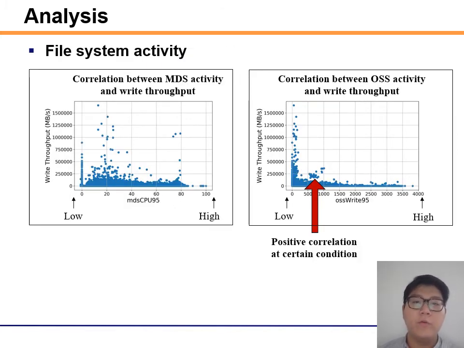In this slide, we present the correlation between file system activity and application performance. The left figure shows the correlation between CPU usage of the metadata server and application performance. And the right figure shows the correlation between the data server's write throughput and application performance. In both figures, as the data points are located in the left, it means that there was no activity in the metadata and data server. As shown in the figures, we can see that there is no significant performance trend as the file system becomes more busy. However, if we focus on the right figure, there is a positive correlation between data server business and the performance of the application as the data server writes more data. We will focus more on this positive correlation.